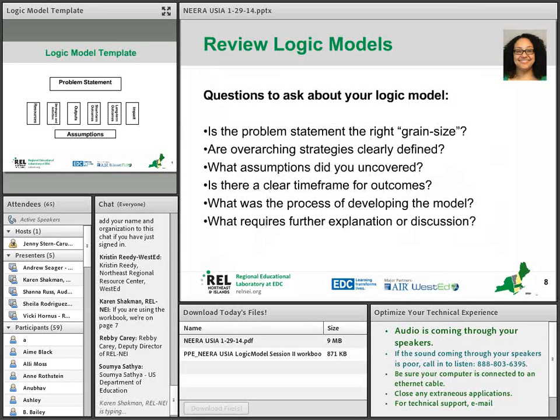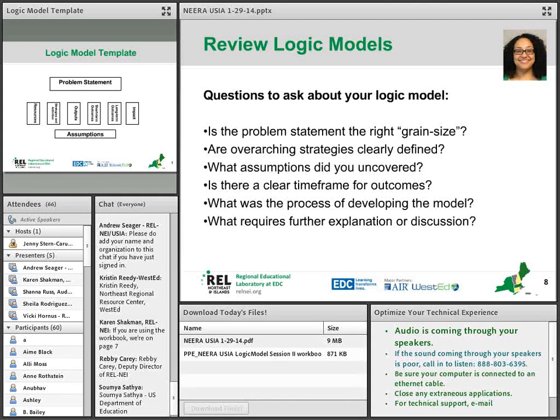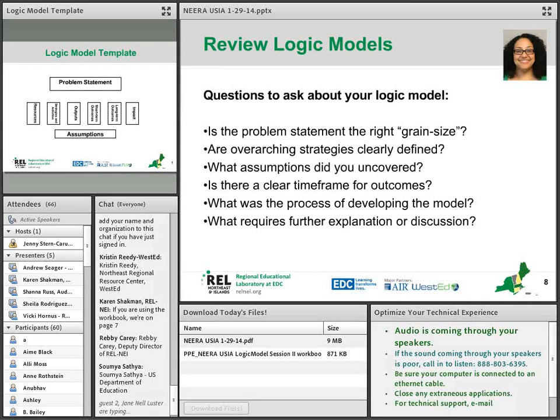Now, here are some questions to consider when developing your logic model. I would like to reiterate that a logic model is a representation of a process, and it's not the final product, but a visual representation of what a group of engaged stakeholders have determined to be of importance about their program or policy. These are questions that you would ask a group in developing a logic model, like: is the problem statement the right grain size, is there a clear time frame for the outcomes, and what was the process in developing this logic model? Sometimes groups have taken these questions and developed a rubric based on them for their own logic model. Now I'm going to hand it over to Karen, who is going to be introducing evaluations.